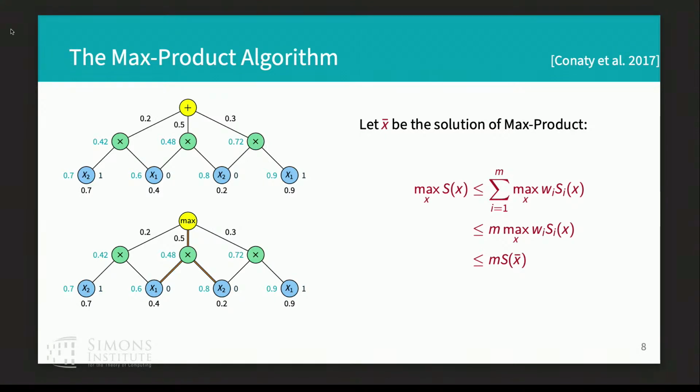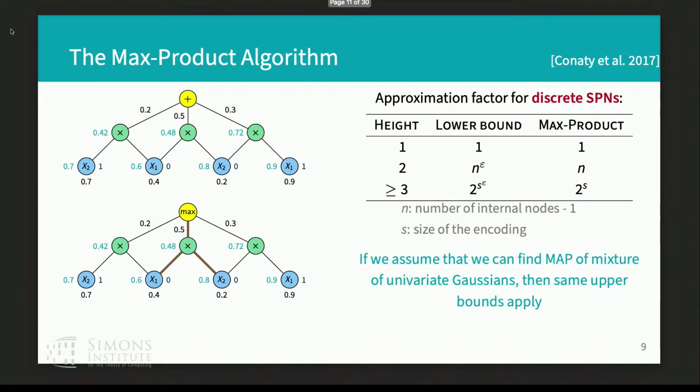It's not very good, right? But what we can show is that this is the best possible, right? So we can show that there is nothing better than that. There is no approximation algorithm with a sublinear factor approximation for networks of height 2. So for networks that have at most one sum node.